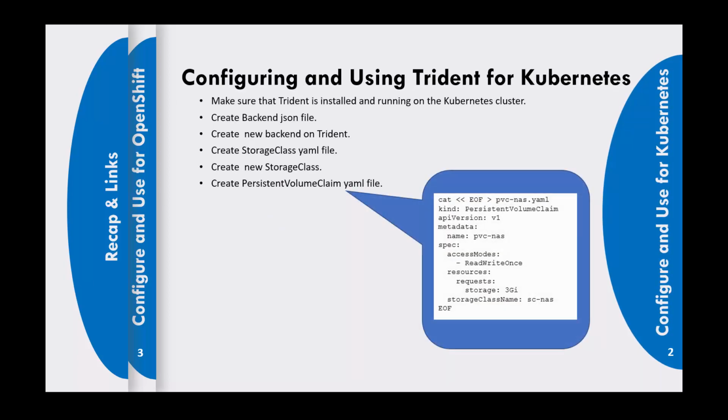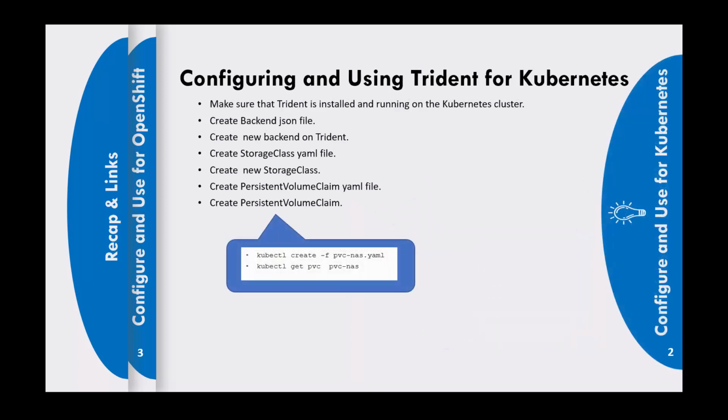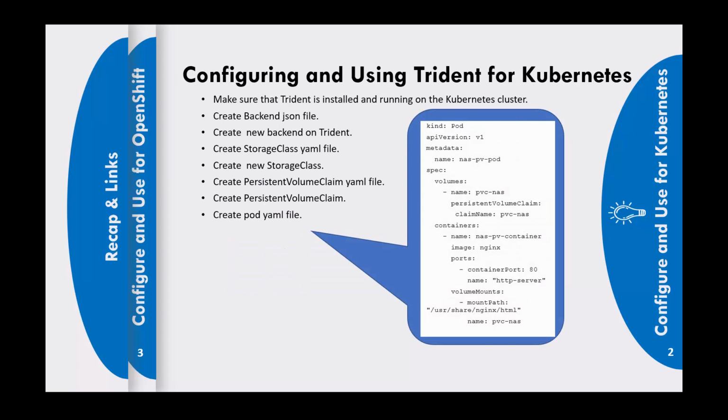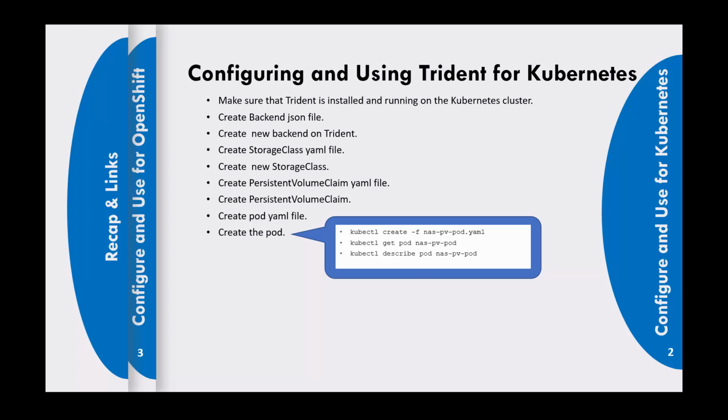Create a persistent volume claim YAML file. Create the persistent volume claim using the kubectl create command. Using the PVC created, create a pod YAML file. Now deploy the pod using the kubectl create command. Please stand by as we take you through the steps described above.